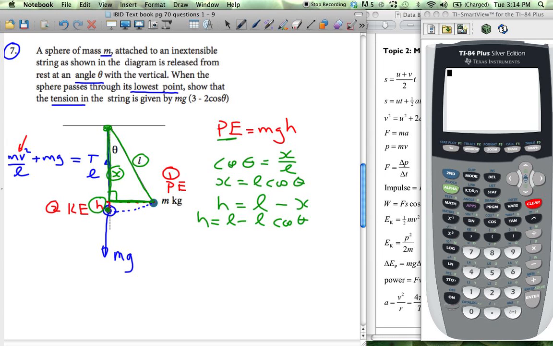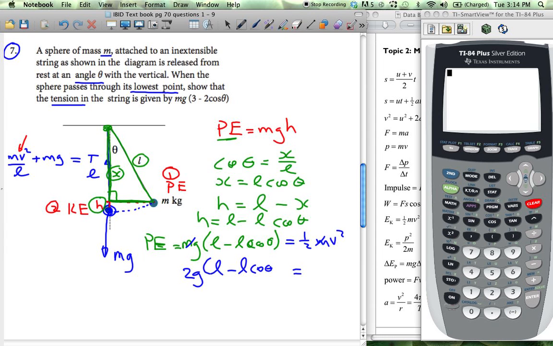So I can put that into my potential energy. My potential energy is equal to mgh, so it's mg, but now I'm going to have L minus L cos theta. And that's equal to my kinetic energy at this point, because all that potential energy would be changed into kinetic energy, and that kinetic energy is equal to a half mv squared. So I can therefore say, notice here that my m's will cancel, I can multiply by 2, so we're going to get 2g(L minus L cos theta) is equal to v squared. So I'm going to get 2gL minus 2gL cos theta is equal to v squared.